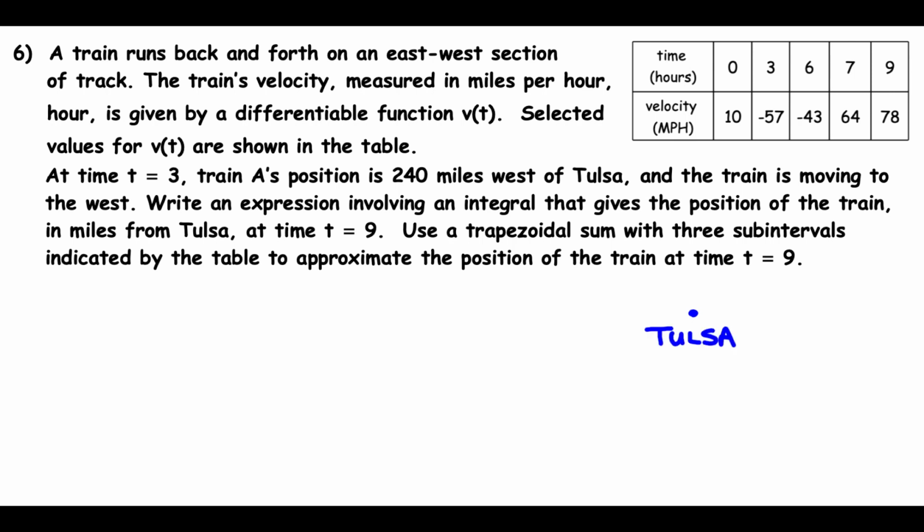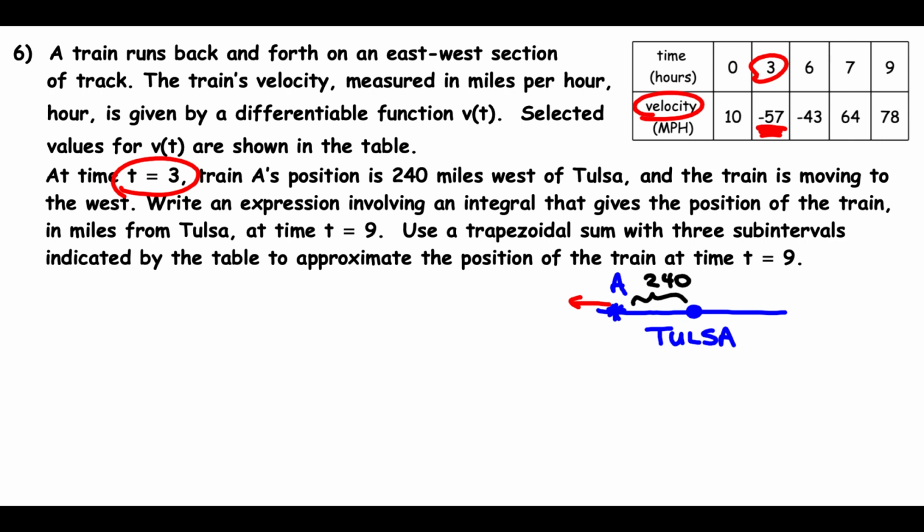That little dot you see is Tulsa, Oklahoma. All right, we get the tracks running through Tulsa. Let's make Tulsa a little bigger. Okay, train A starts out right here, 240 miles to the west. And train A begins moving to the west. And that would make sense at time t equals 3 because you can see that the velocity at 3 is negative. And the 2 negative graph positions on a map would be west and south. And so, this train's heading west as the directions say.